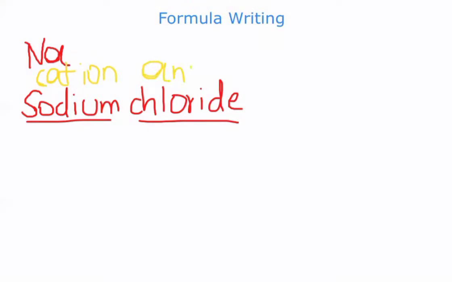Then the first thing we do is that since this compound has been formed by a cation and an anion, we are going to write those cations and anions. So the cation would be Na+ because sodium has a +1 charge, and the anion would be Cl- because chlorine has a -1 charge.